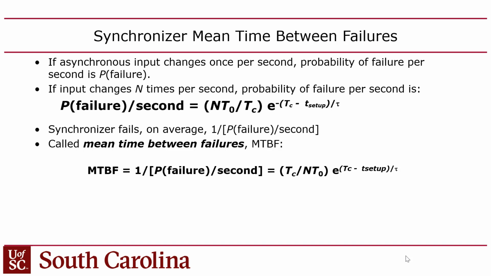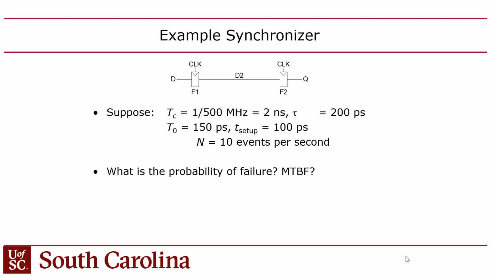Because again, n is the number of trials per second, the number of times you're testing it per second. If you take the reciprocal of that, you get the mean time between failures of the synchronizer. So here's an example. Let's say the clock period is 1 over 500 million, so 500 megahertz, that's a 2 nanosecond clock period.